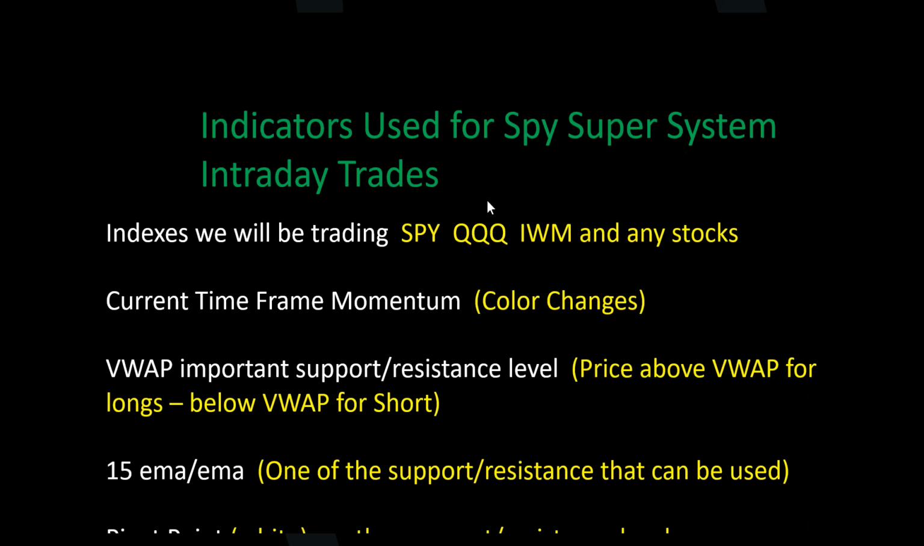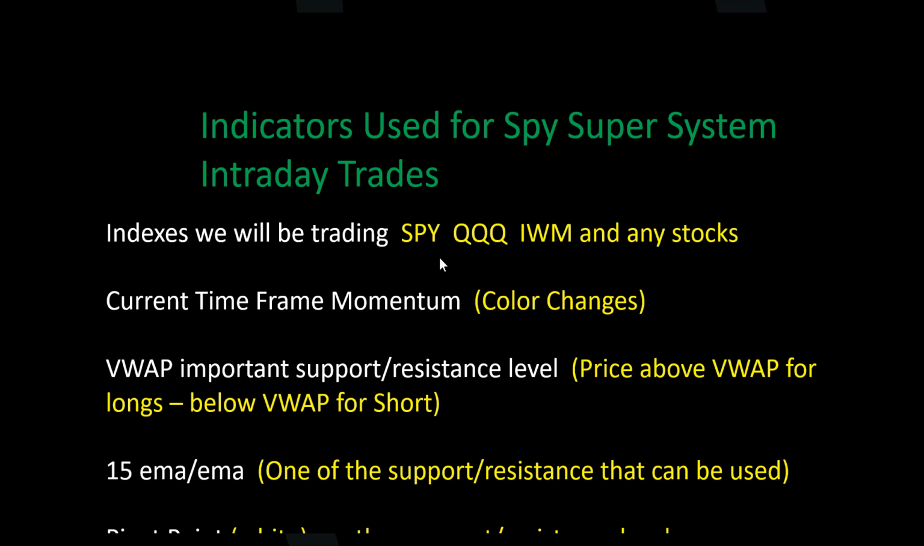Okay, now the indicators that we're going to be using for the SPY super system intraday trades, I'm going to show you them on the chart. For the indexes, we're going to be looking at the SPY, the Q, the IWM, and any stocks. We can trade the SPY super system methodology on 5-minute charts. These are quick trades.